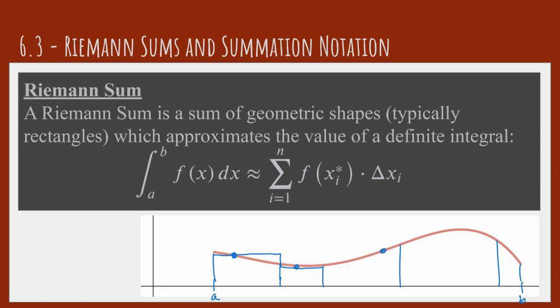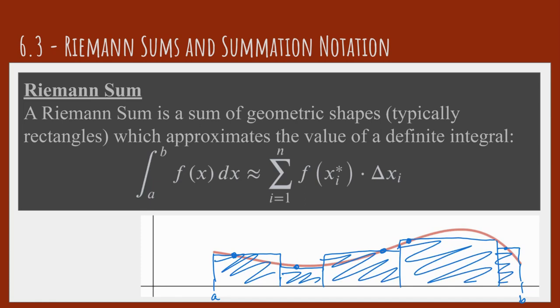But if I pick the value of the function at any point on each of these subintervals and use that as the height of a rectangle, and for the width of the rectangle, I'm using just the width of each subinterval, then the areas of these rectangles added together is going to be an approximation of the value of the integral, which is the area between the curve and the x-axis. So this sum of these areas is what's called a Riemann sum.